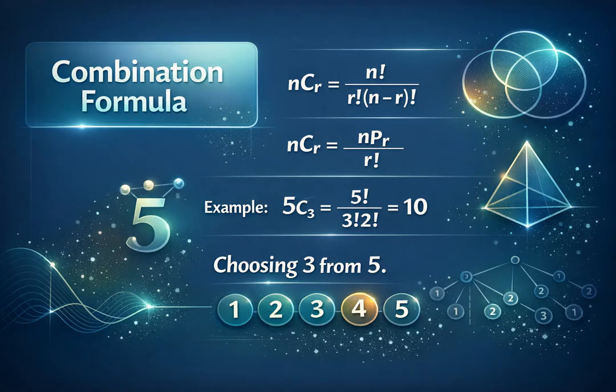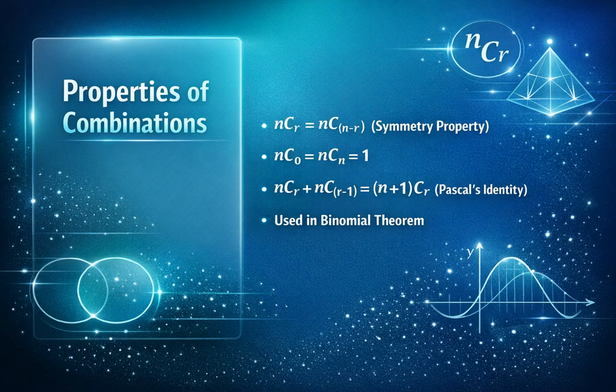Combinations have important properties. The symmetry property: nCr equals nC(n minus r), and also nCn equals 1. Pascal's identity states that nCr plus nC(r minus 1) equals (n plus 1)Cr. These properties are fundamental to the binomial theorem and appear throughout probability theory.